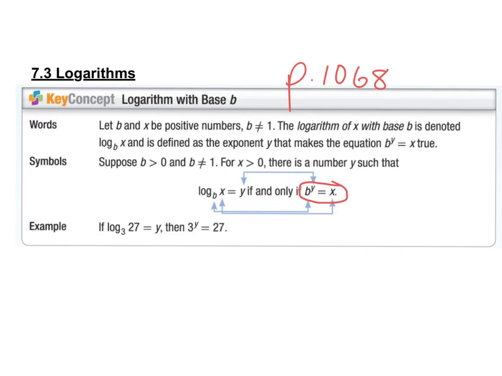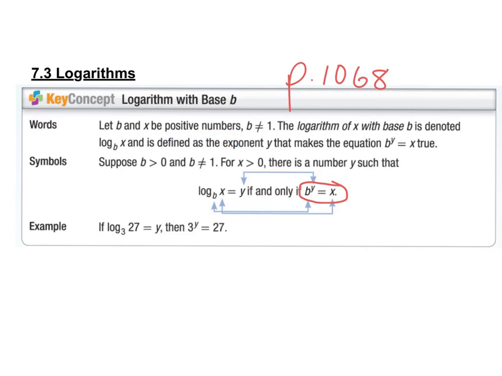Now, a couple things that you need to keep in mind. B and X, the numbers next to the log, have to be positive. If either of these numbers ends up being negative, you have a problem. The other thing is that B cannot equal 1. The base can never be 1. Later on when we start solving equations, you're going to have to do checks. If either of these ends up non-positive, meaning 0 or negative, or b equals 1, we're going to have a problem. We're going to get rid of those things.